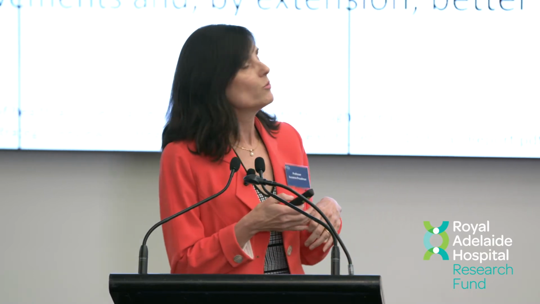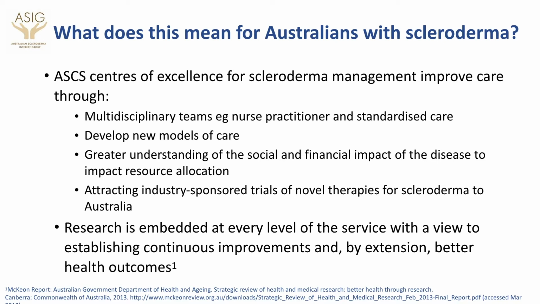So what does the work we've been doing mean for people with scleroderma? So we've developed these centres of excellence, if you like, around Australia, and that's how we deliver our care. So they give us the capacity to have multidisciplinary teams and our scleroderma nurses in the room. We've been able to standardise the care, and we've now been able to attract industry-sponsored trials of new therapies. So Australians with scleroderma can now have the first chance at new therapies for this disease. And in fact, we embed research at really every level of our clinical service with the aim for continuous improvements.